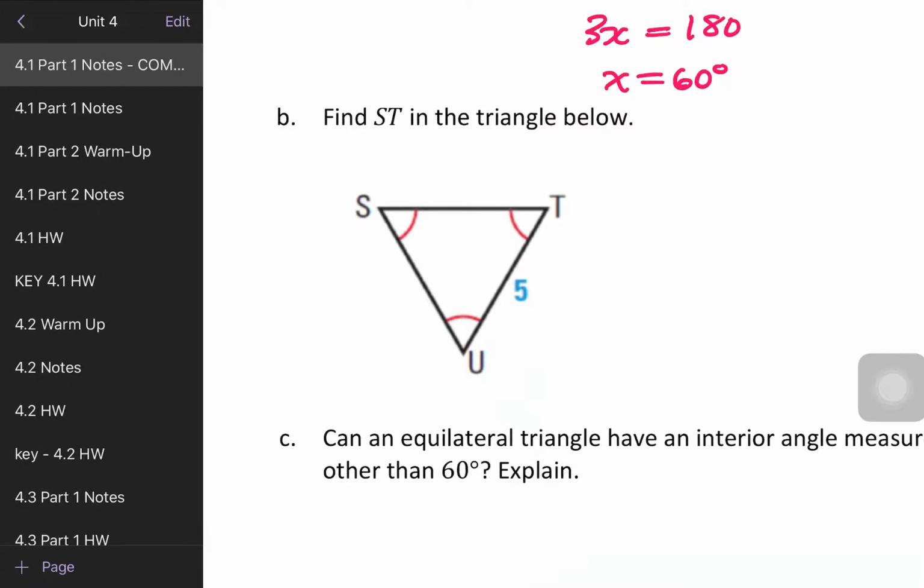Find ST in the triangle below. Well, you know that all the angles are congruent, so that means all the sides are congruent, so ST would have to equal 5 as well.